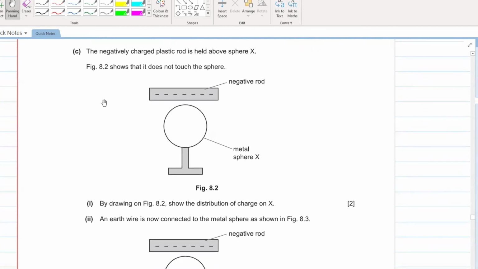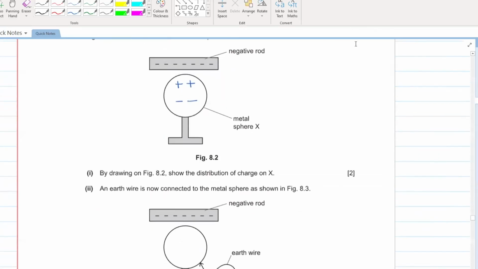The negatively charged plastic rod is held above a sphere X. Figure 8.2 shows it does not touch the sphere. By drawing on figure 8.2, show the distribution of charge on X. First of all, make sure there are equal numbers of positive and negative charges. Positive charges will be attracted towards the negatively charged rod, that is towards the top side. Negative charges will repel and come to the bottom side.